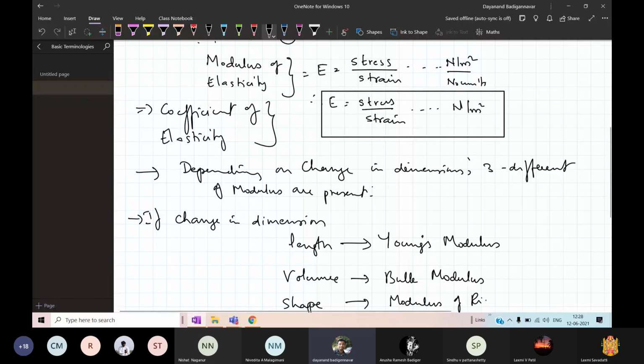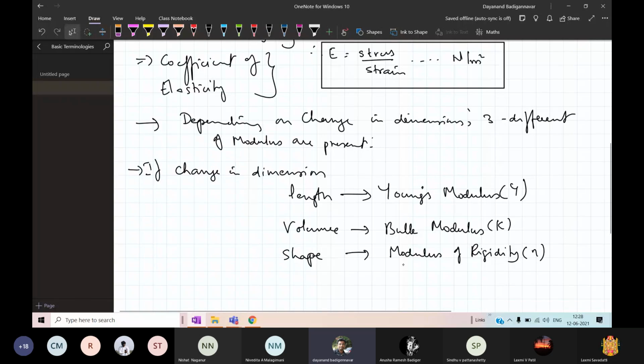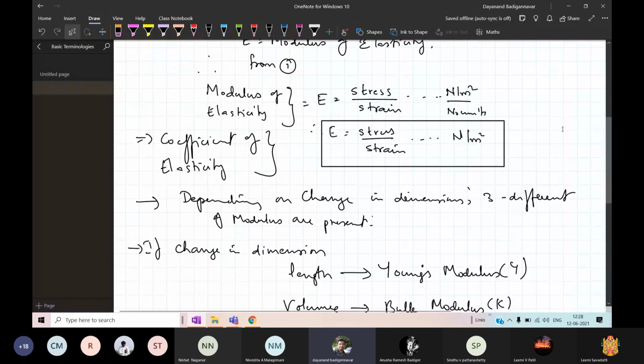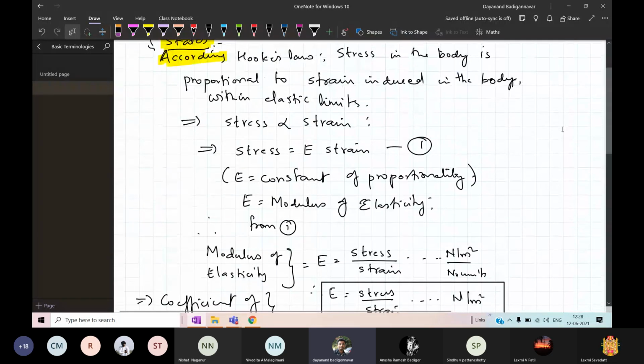Usually we call this Young's modulus Y, this bulk modulus K, and this one eta. This modulus of rigidity is also sometimes called shearing rigidity, because of the shearing effect that is taking place. So these are the three types of moduli that are present in the system.